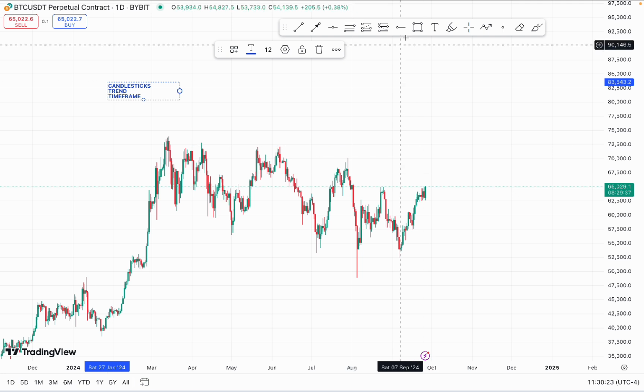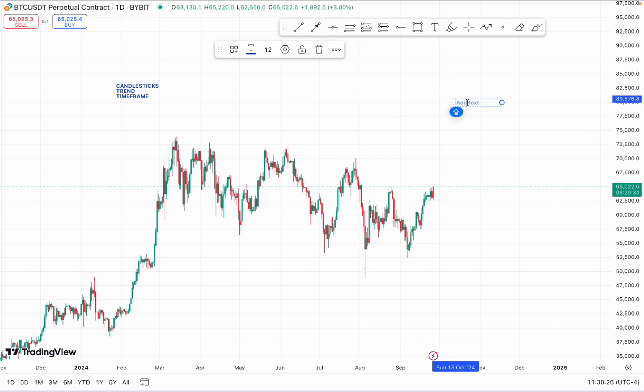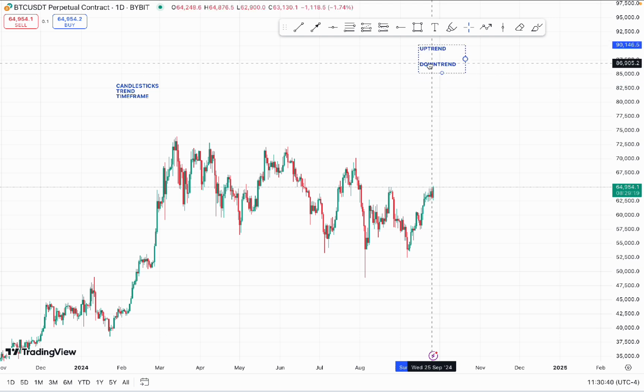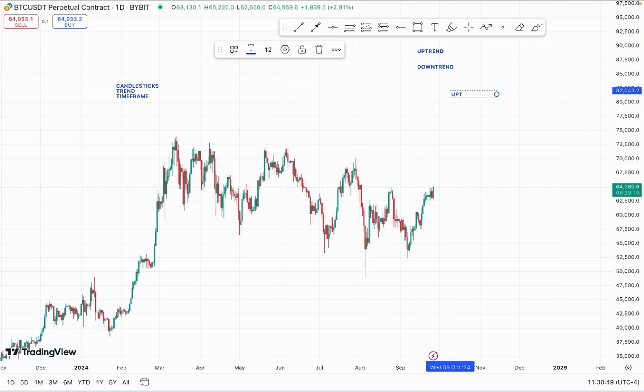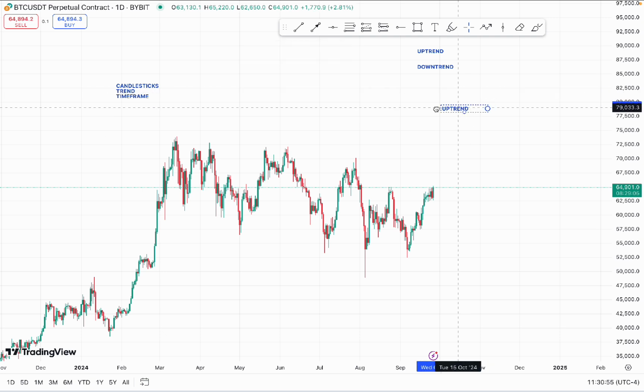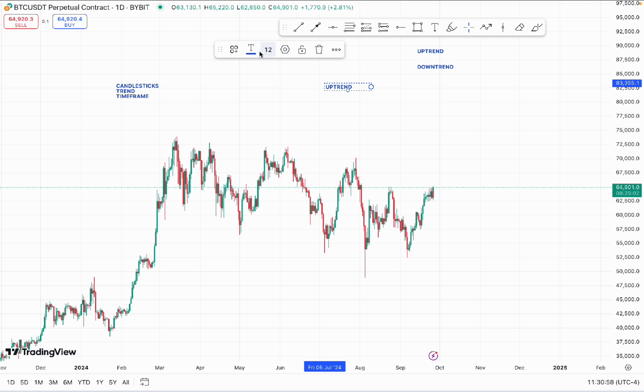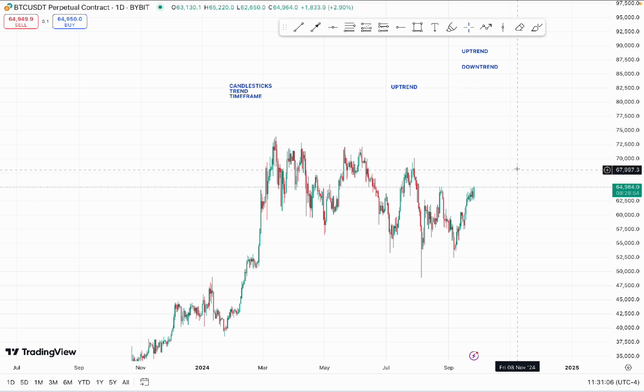Trend here. So for the trends, we have what we call the uptrend, and we call the downtrend. These are very simple terms, but sometimes can be confusing. Let's start with uptrend. Uptrend is basically what we call an upwards movement in charts.